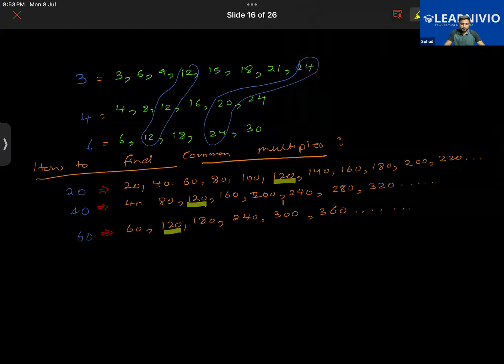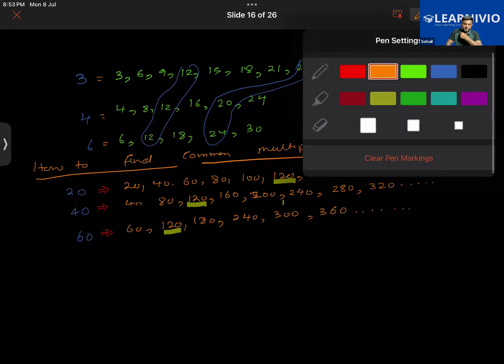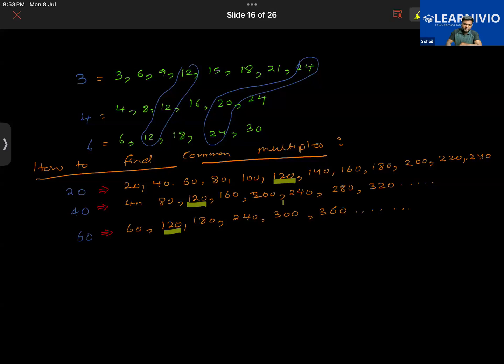240. So let us increase this to 240 here. After 120, 140 is not a common multiple of all of them, so directly you have 240. Very good. The 240 is here, here, and here as well. So like this, you can find the common multiples, and it is very easy. It is not that difficult.